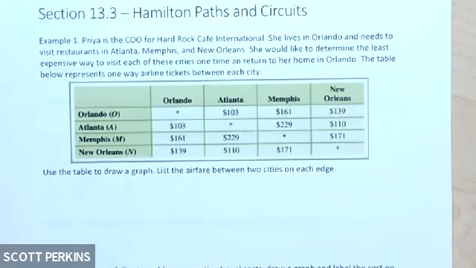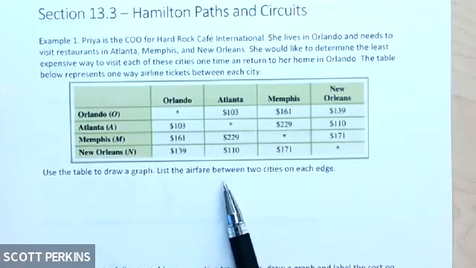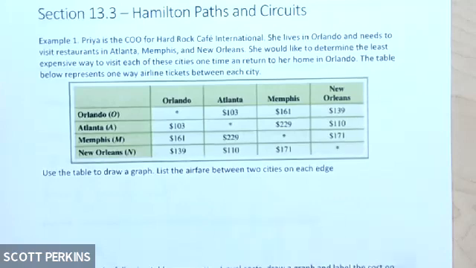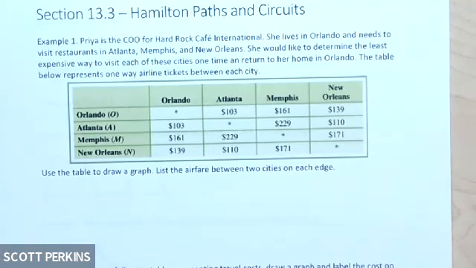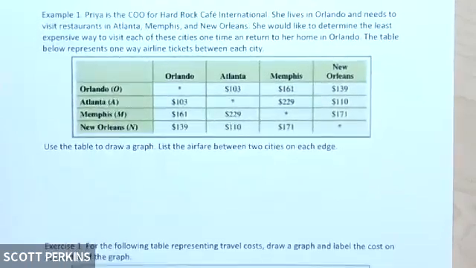So what we're going to do is use this table to draw a graph. And then we're going to list the airfare between 2 cities on each edge. Okay. What this is called historically, it's called a traveling salesperson problem. And we're going to build up to the point where we do what's called a minimization of this. So here's my graph. Now remember, graphs, wherever you put your vertex doesn't matter. So if you don't know your geography, that is okay. The thing that does matter in any graph is you have the proper number of edges going to and from.